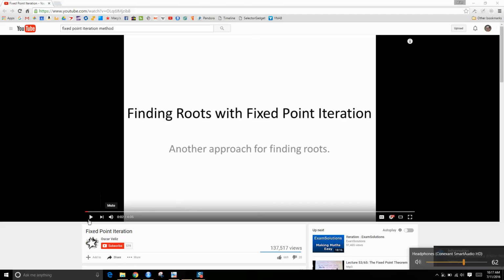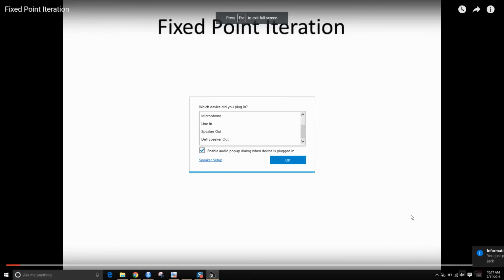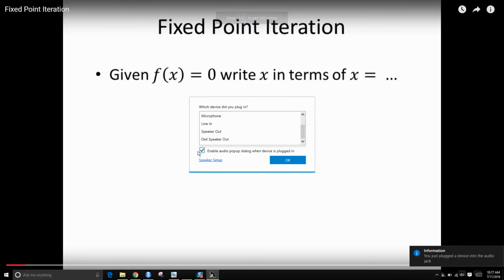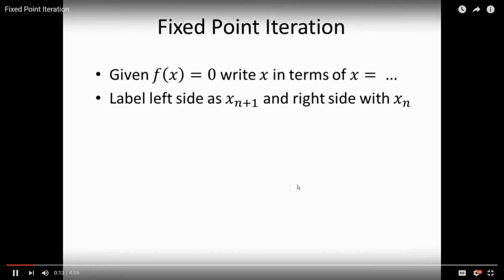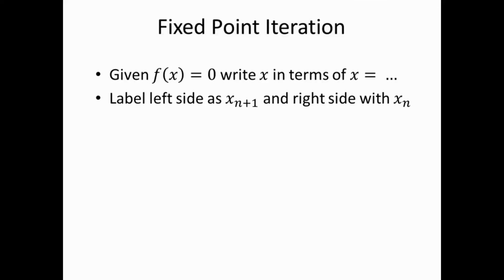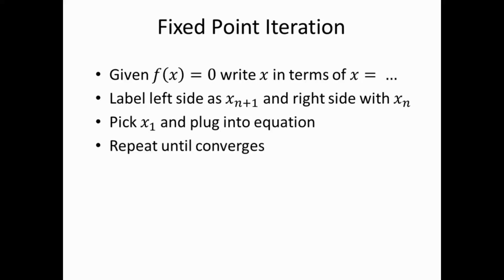Let's try this. Use another approach to finding roots called fixed point iteration. How does fixed point iteration work? First, if we're given f of x, we'll set it to 0, and then write it so that we have x is equal to something. Then we'll label the left side as x sub n plus 1, and the right side with x sub n. Then we'll take an x1 and plug it into our equation, and repeat it with every new x until it converges.